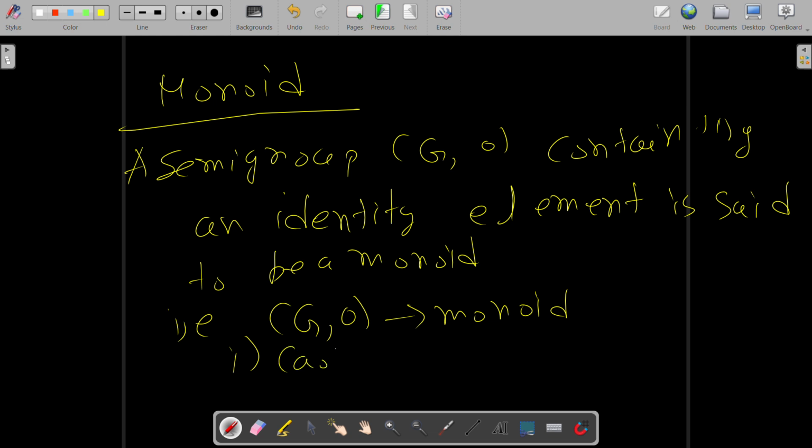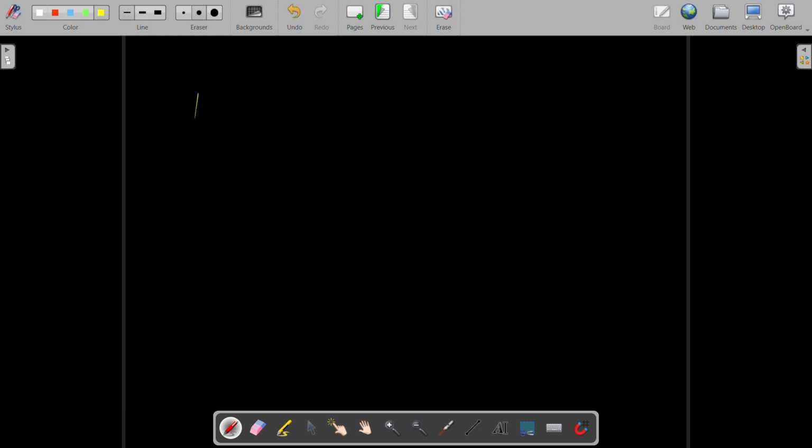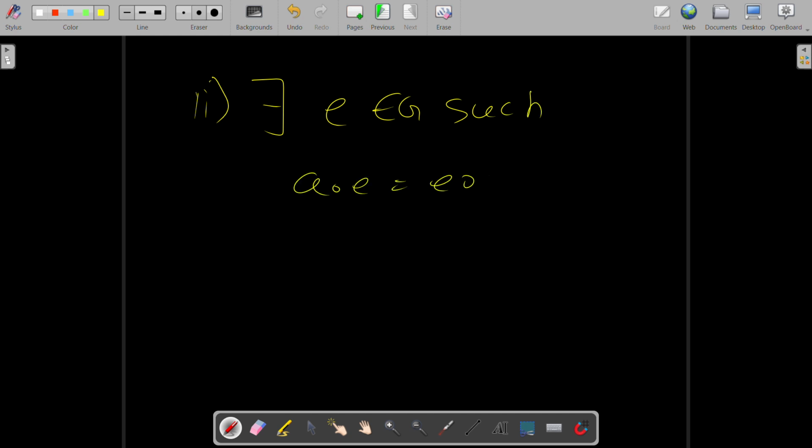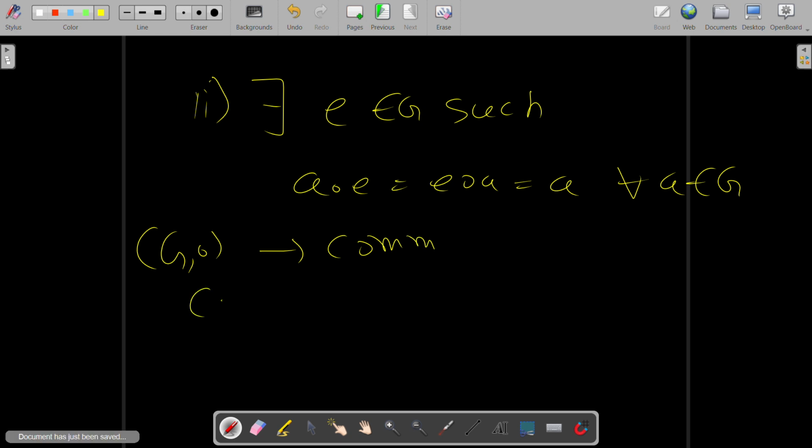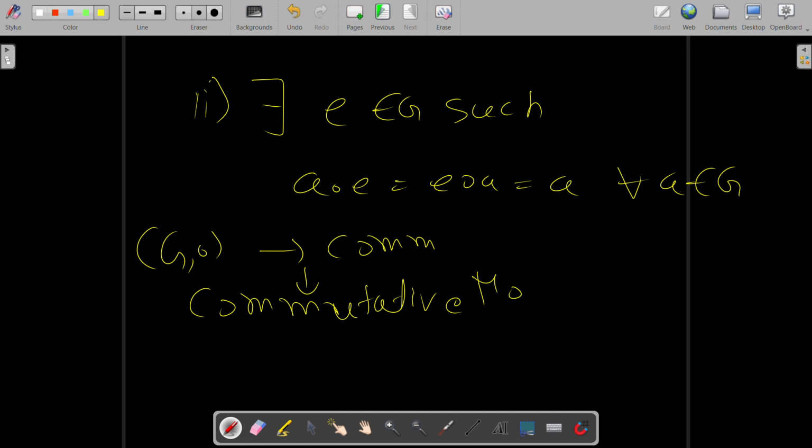First one is the associative property: a not b not c is equal to a not b not c, where not is the binary operation. This is the associative property. And number 2, there exists an element e belonging to G such that a not e is equal to e not a is equal to a for all a belonging to the semigroup G. Then G is said to be a monoid, and if the monoid G naught satisfies the commutative property, then it is said to be a commutative monoid.